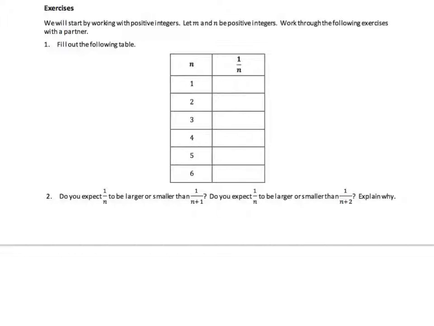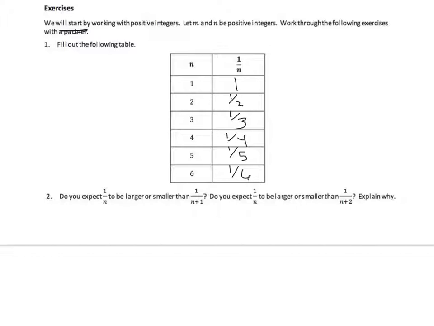Okay, let's try something else. Let's start by working just with positive integers. We're going to talk about m and n, and they always have to be positive. So let's work through these following exercises, sort of alone, alone in a way. Let's fill out the following table, okay, sort of simple. 1/2, 1/3, 1/4. Didn't you wish math was always this simple? Of course, if you love math, then you probably wish it was a little more difficult.